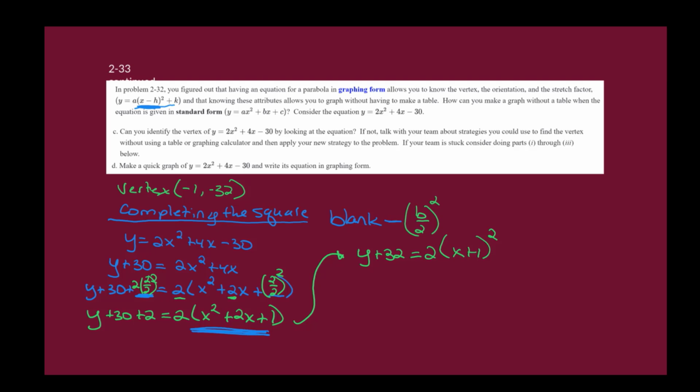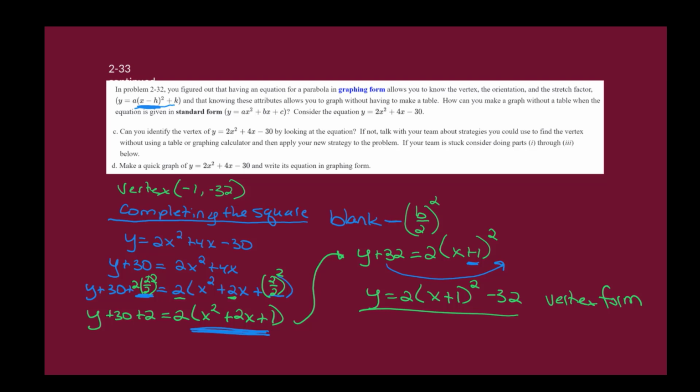Okay, we now have our -1 for our vertex here, and all I have to do is move 32 over to finish it. So it becomes y equals 2 times (x plus 1) squared minus 32. There's your vertex form using completing the square.